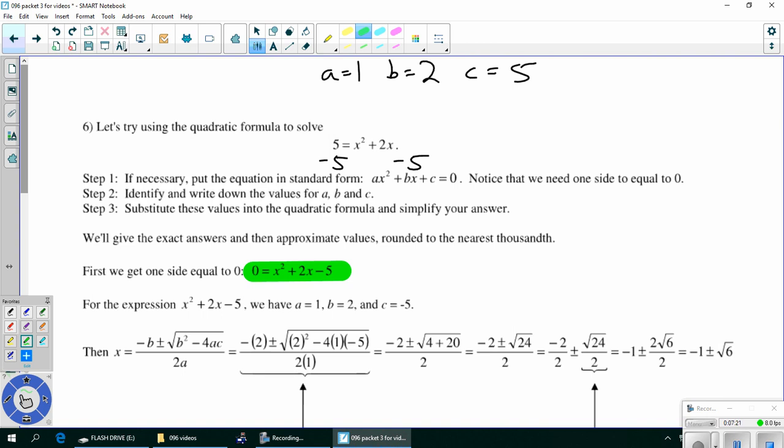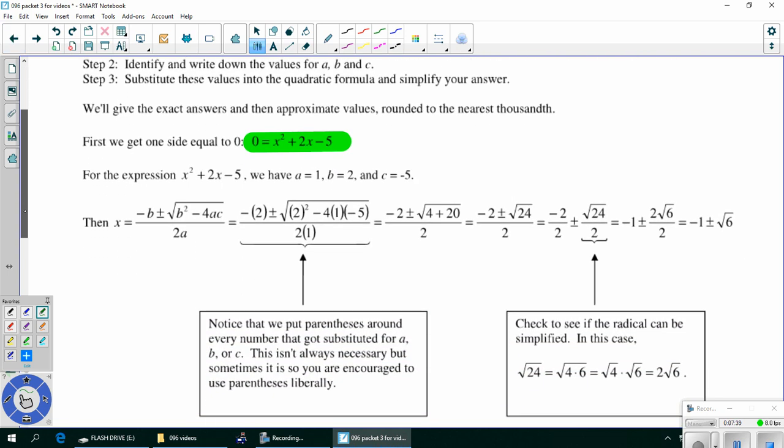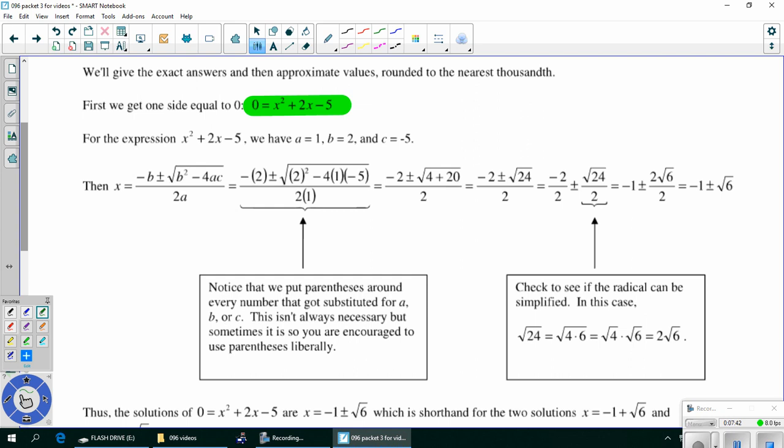So now we can read A, B, and C. A is still 1, that was correct. B is still 2, that was correct. But C is negative 5. Really important to get that negative symbol there. Okay, so now we'll do the quadratic formula. This is written out below here. Let me copy those values. Oh, actually, they're written right up here. I don't need to copy them, but there's the A, B, and C we just established.